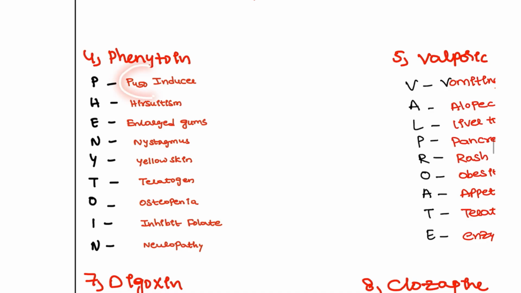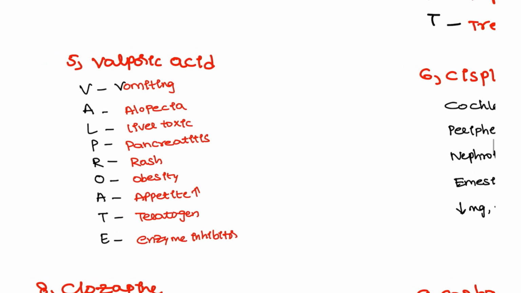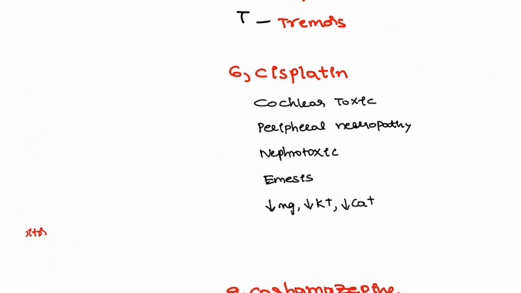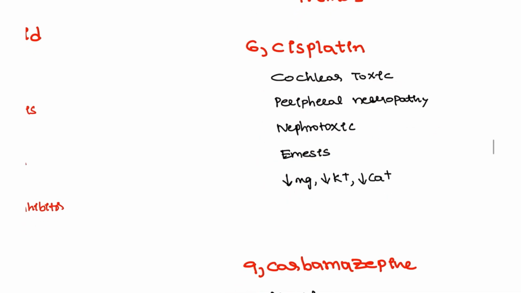Phenytoin, a P450 inducer, causes hirsutism, enlarged gums, nystagmus, yellow skin, teratogenicity, and also osteopenia, inhibits folate metabolism and causes neuropathy. Valproic acid: vomiting, alopecia, liver toxicity, pancreatitis, rash like Stevens-Johnson syndrome, obesity, increased appetite, teratogenicity, and it is an enzyme inhibitor. Cisplatin will cause cochlear toxicity, peripheral neuropathy, nephrotoxicity, high chance of emesis, and decreased electrolytes such as magnesium, potassium and calcium.